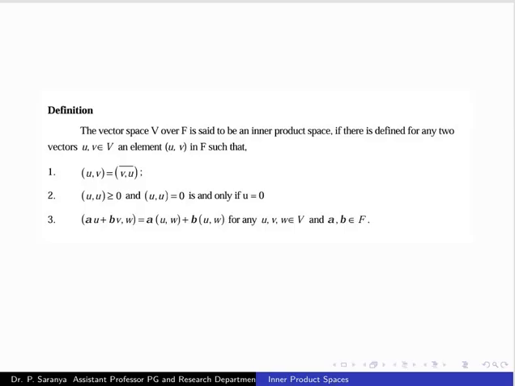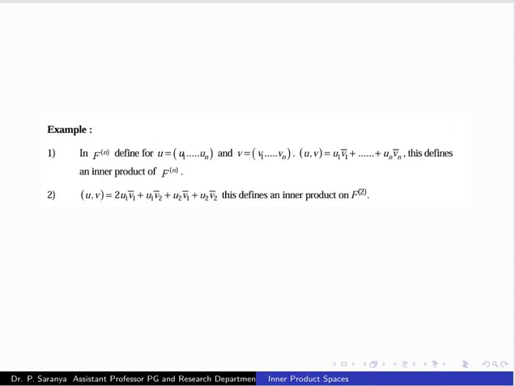The vector space V over F is said to be an inner product space if there is defined for any two vectors u, v belonging to V, an element (u, v) in F such that the inner product of (u, v) equals the complex conjugate of (v, u); the inner product of (u, u) is greater than or equal to 0, and the inner product of (u, u) equals 0 if and only if u equals 0; the inner product of (au + bv, w) equals a times the inner product of (u, w) plus b times the inner product of (v, w), for any u, v, w belonging to V and a, b belonging to F.